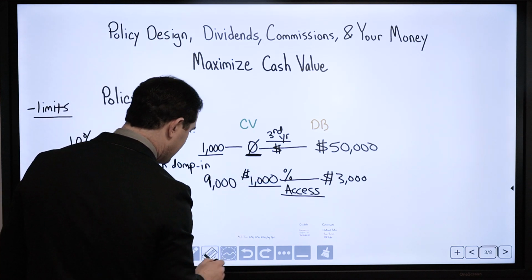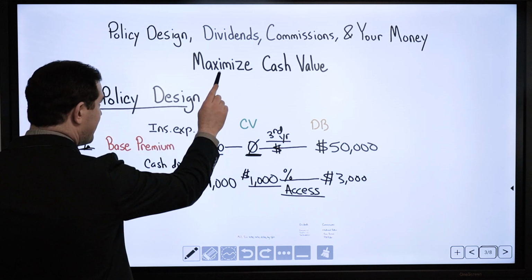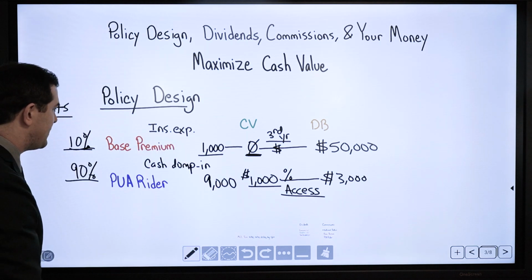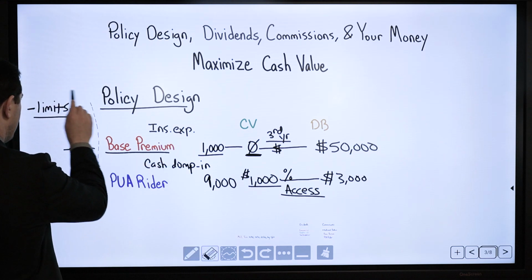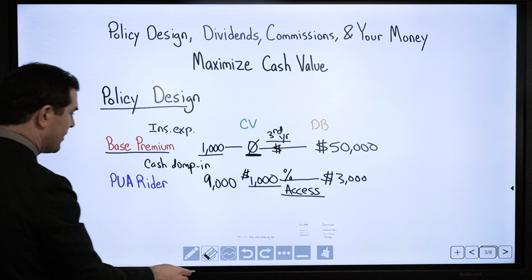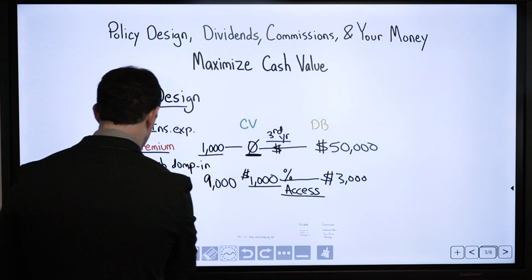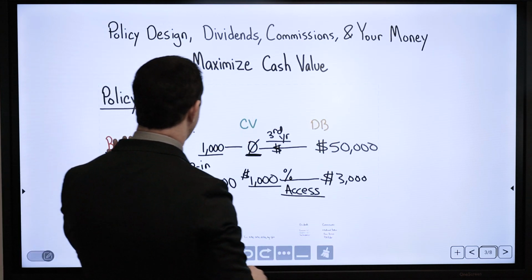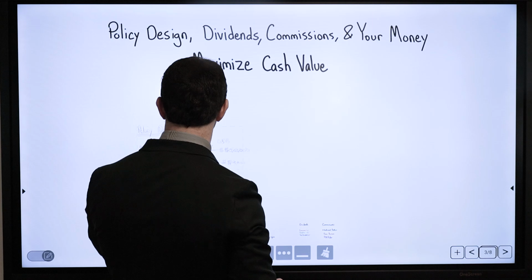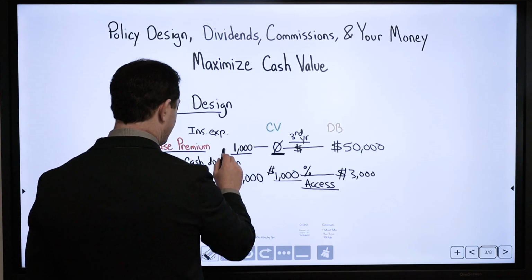Okay. So, policy design. How do I maximize the cash value of a life insurance policy? By reducing the base premium and allocating more money towards the PUA component. That will drive my cash value up in the majority of cases. So, you may have heard that if you've watched our videos. You've heard me touch on it several times actually. Now, let's touch on a bit more here.